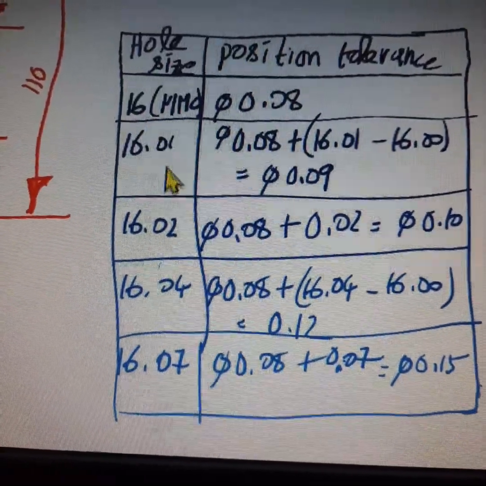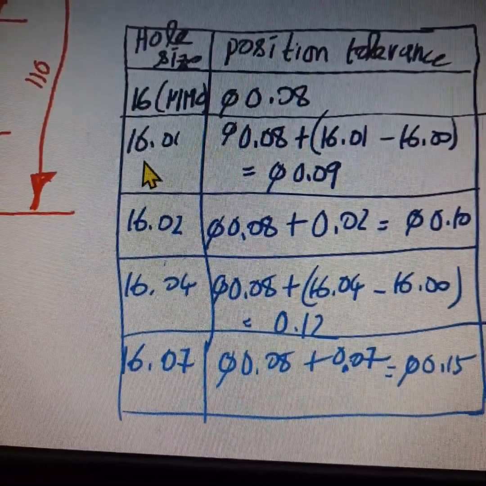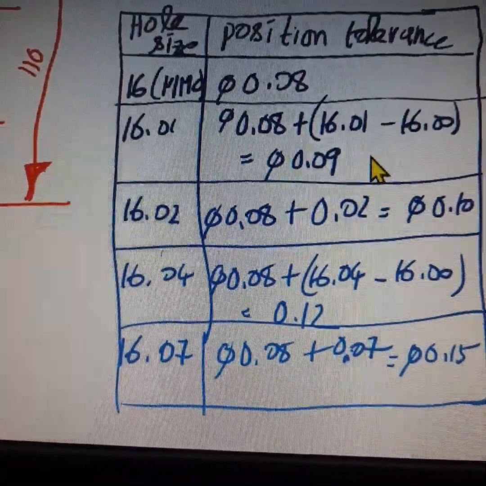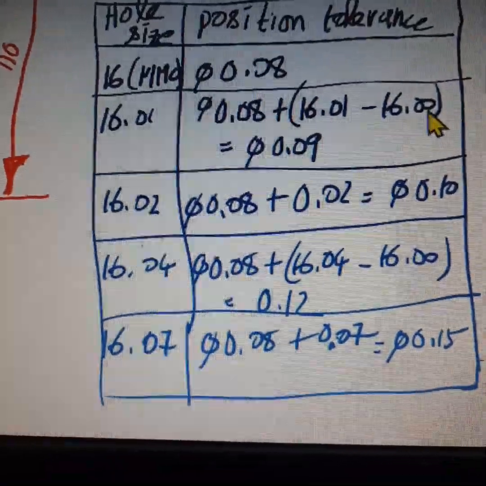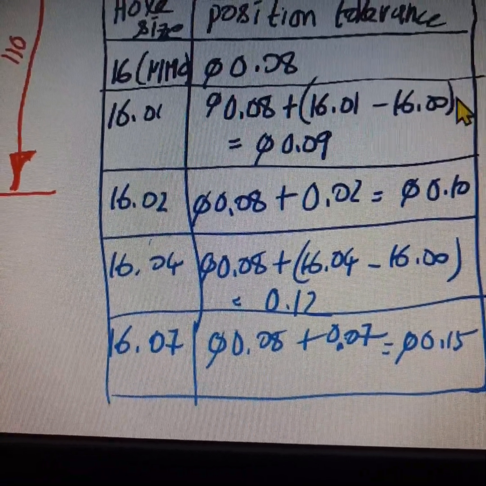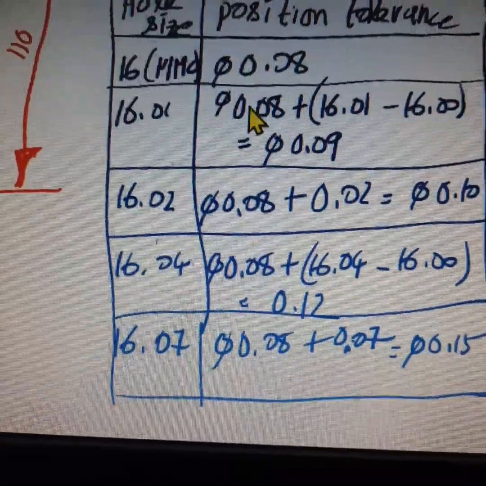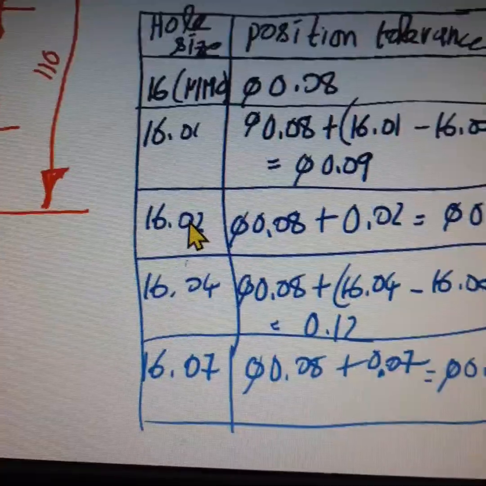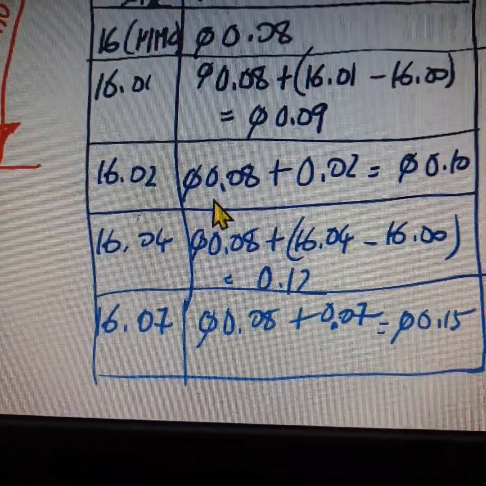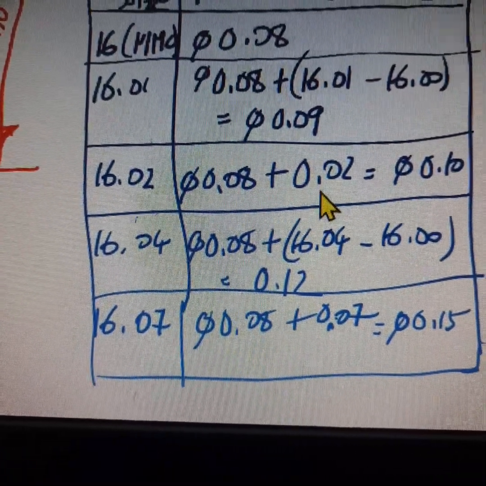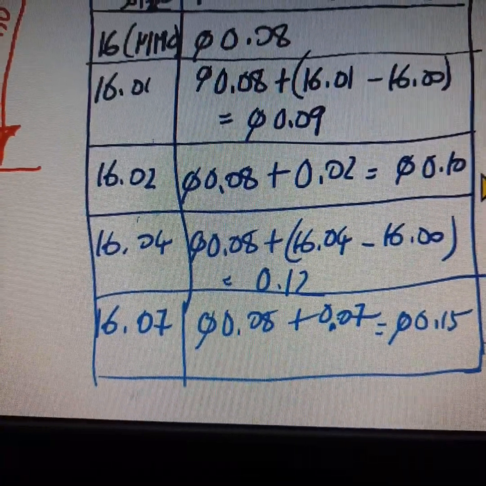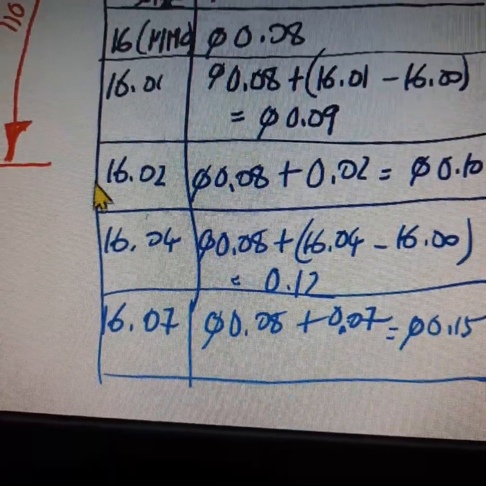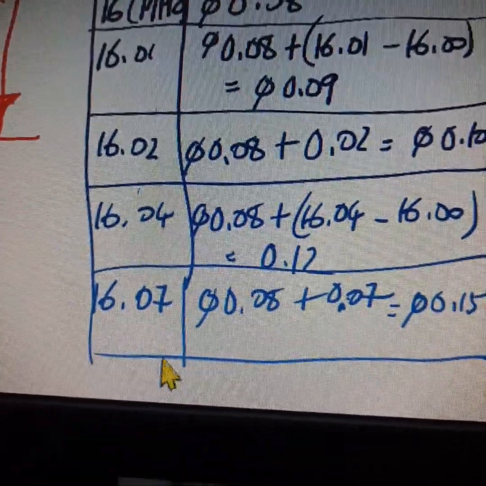16 mm. If the hole is 16.01, it is deviating from the MMC by 0.01 mm. So 16.01 is the actual size. It is deviating from the MMC size of 16 by 0.01 mm. So this 0.01 has to be added with 0.08, that is equal to 0.09. If the hole size is 16.02, it is deviating from the MMC size by 0.02. So 0.08 plus 0.02, 0.10 is the applicable value of position tolerance when the hole is having a size of 16.02. Similarly, other values are shown.